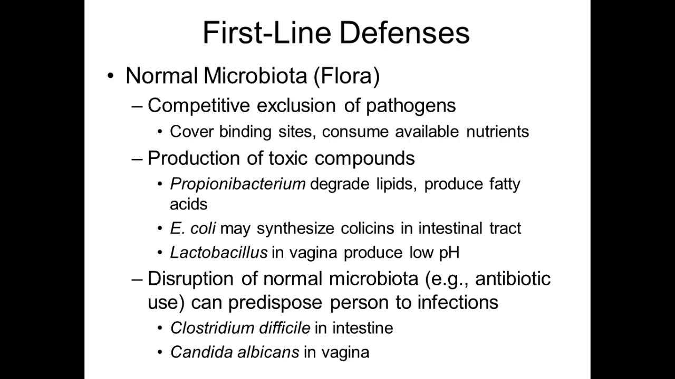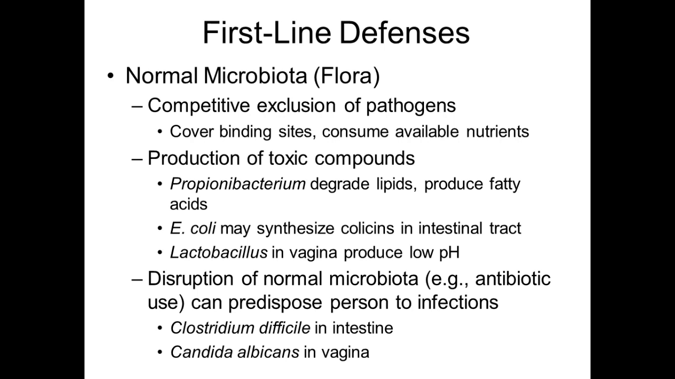So some of them actually even also produce toxic substances. So Propionibacterium degrade the lipids and they produce fatty acids. These fatty acids are toxic to a lot of different organisms, right? So they're byproducts. So by them being there, one taking up the spot, eating the food, and then their byproducts they're producing, right, help keep away the pathogens, the other microorganisms that would cause harm.